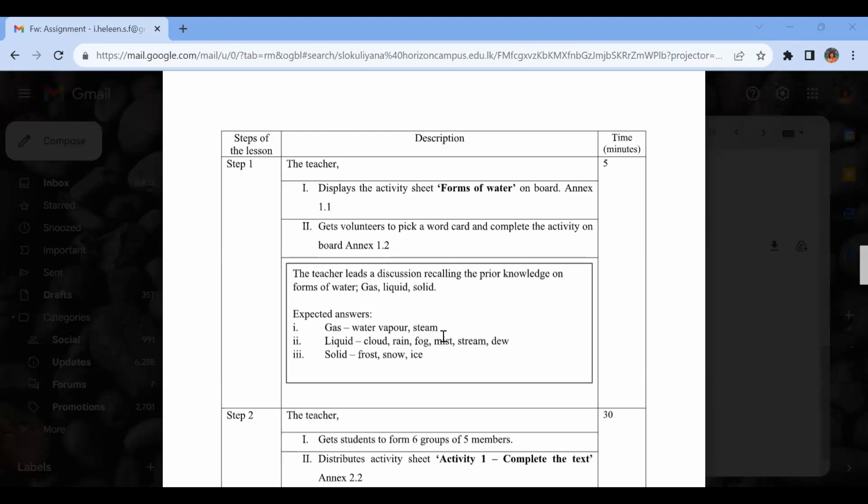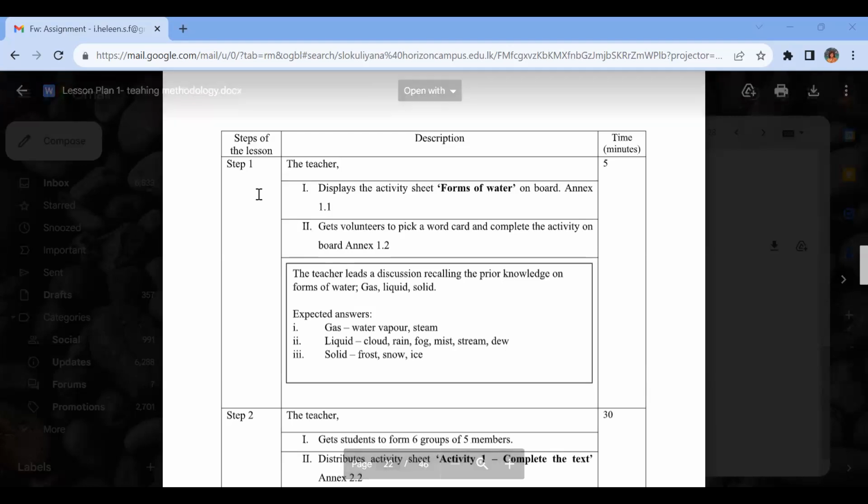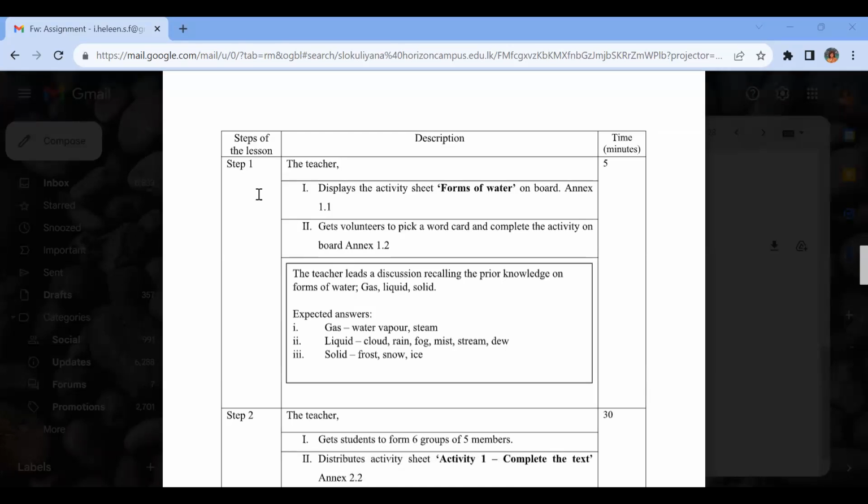Right. Okay, now we have decided to use the 5E model. So what do we have to do in step 1? Recalling prior knowledge. Again, recalling prior knowledge.